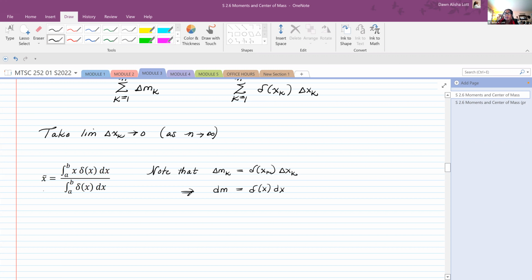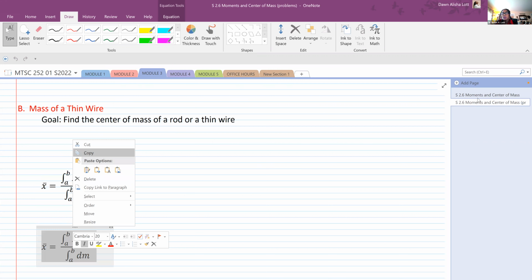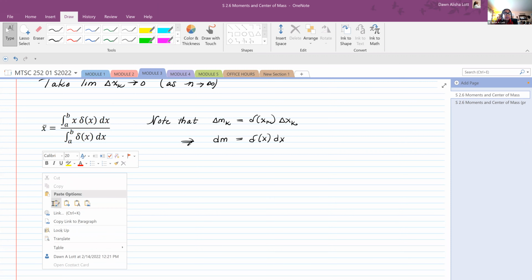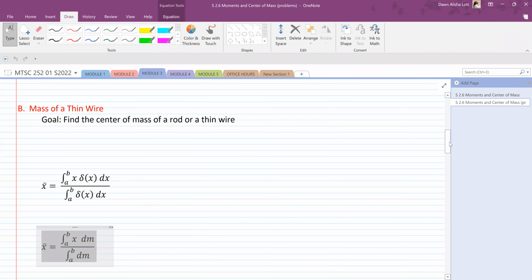So another way of writing this is to use the dm notation. And that is, x bar is equal to the integral of x dm, where dm is delta, or the density of x, dx. And then dm is just that part here. All right, so now we have a bunch of definitions.